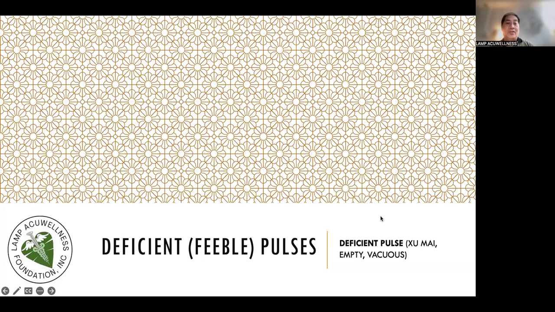We shall start with the feeble or deficient pulses. And for today, we shall be focusing on the deficient pulse, which is also known as xu mai, or empty or vacuous pulse. There are actually five deficient pulses. So we're starting with the deficient pulse.